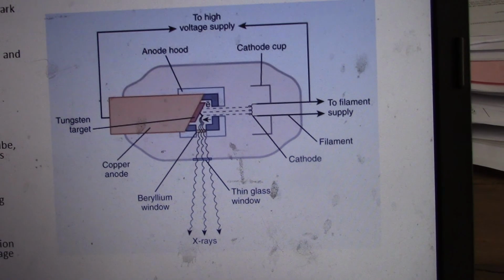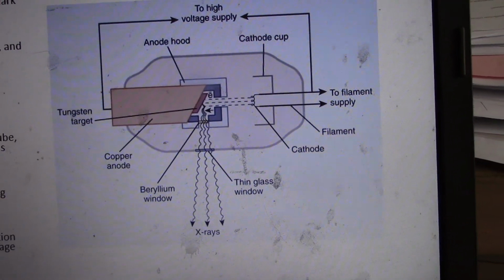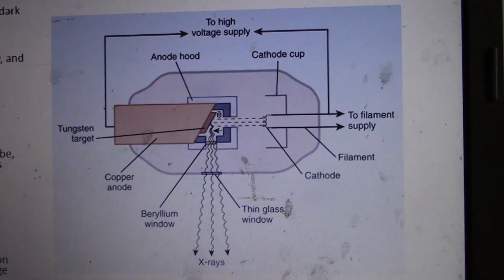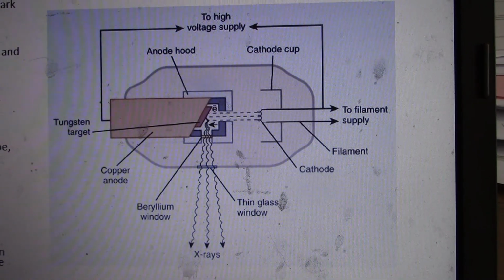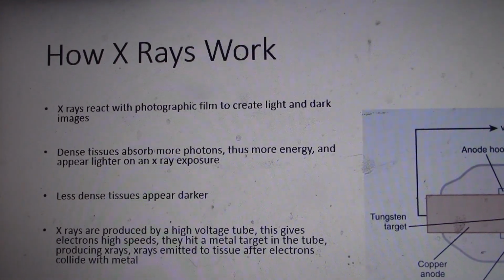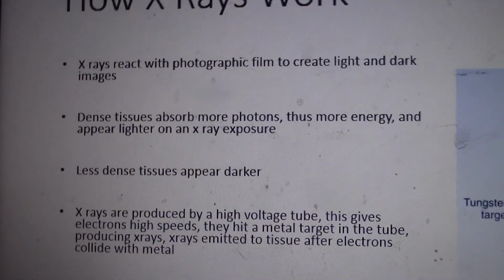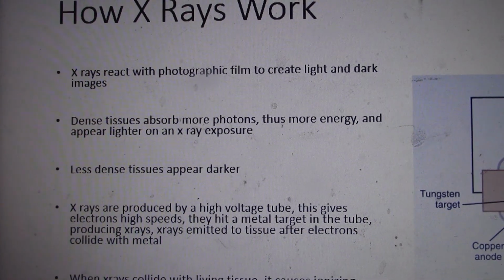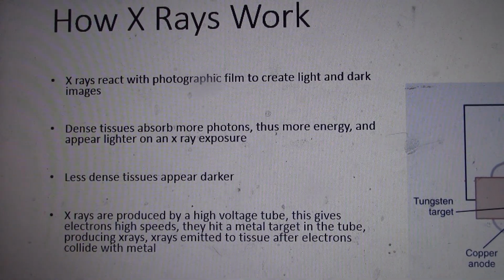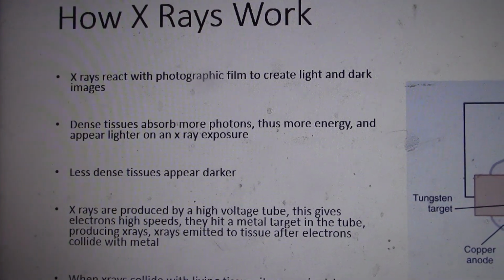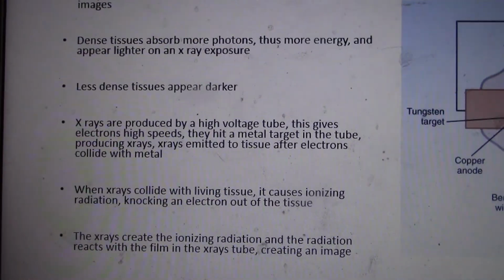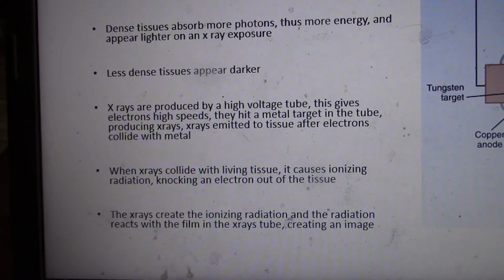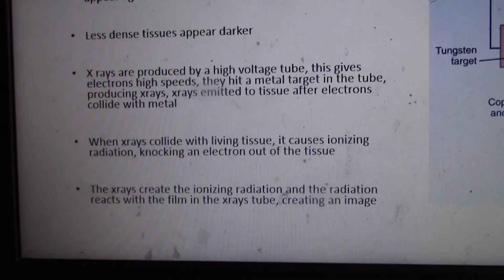Right, so you should understand how an X-ray machine works. Okay. So this is a diagram of how an X-ray machine works. X-rays react with photographic film to create light and dark images. So here's the deal. Dense tissues absorb more photons, and they'll absorb more energy as a result, so they appear lighter on an X-ray exposure. X-rays move through less dense tissues, so they appear darker.